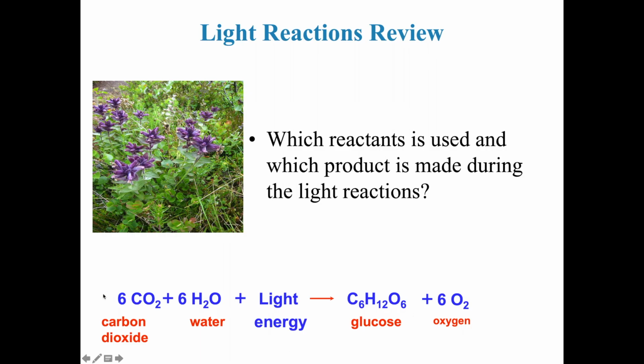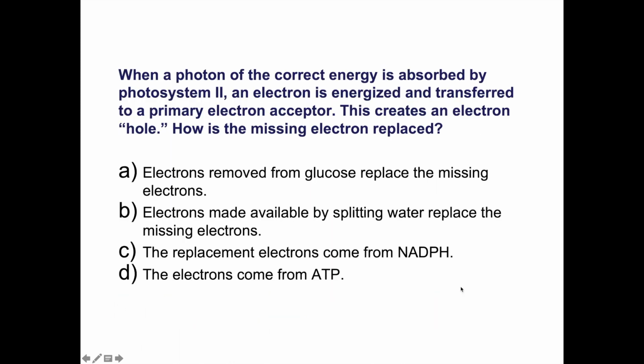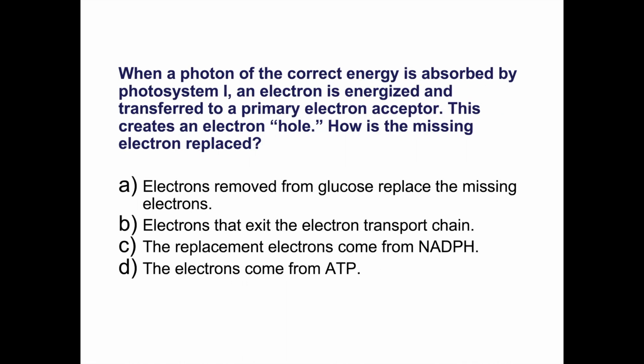So let's take a look at the summary reaction for photosynthesis. And the question is, which reactant is used and which product is made during the light reaction? So during the light reaction, CO2, did we see any CO2? No, we didn't. We saw water. So water is used, and what is made? Did we make any glucose during the light reaction? No, we made oxygen. So then during the light reaction, water is used and oxygen is made. Now there are a couple of questions in here I look forward to seeing what your answers are.